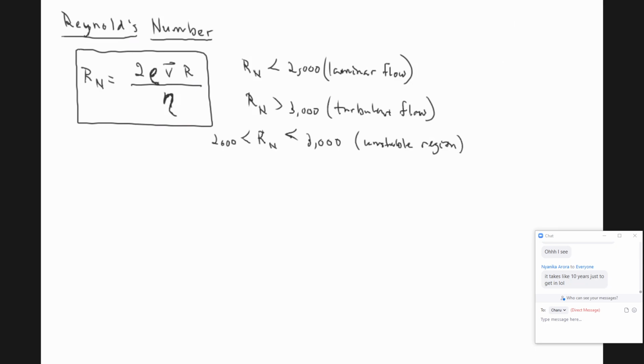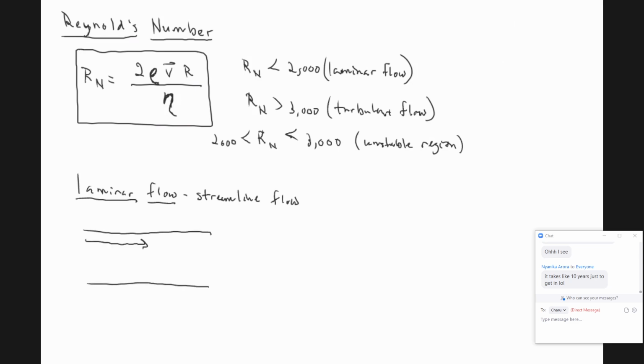Anyway, Reynolds number. Let's get back to fluids and fluid flow, right? So if we think about laminar flow, what we consider streamline flow, everything is nice and straight. So this is your fluidic channel. Everything is nice and straight. And if you think about it, what happens?